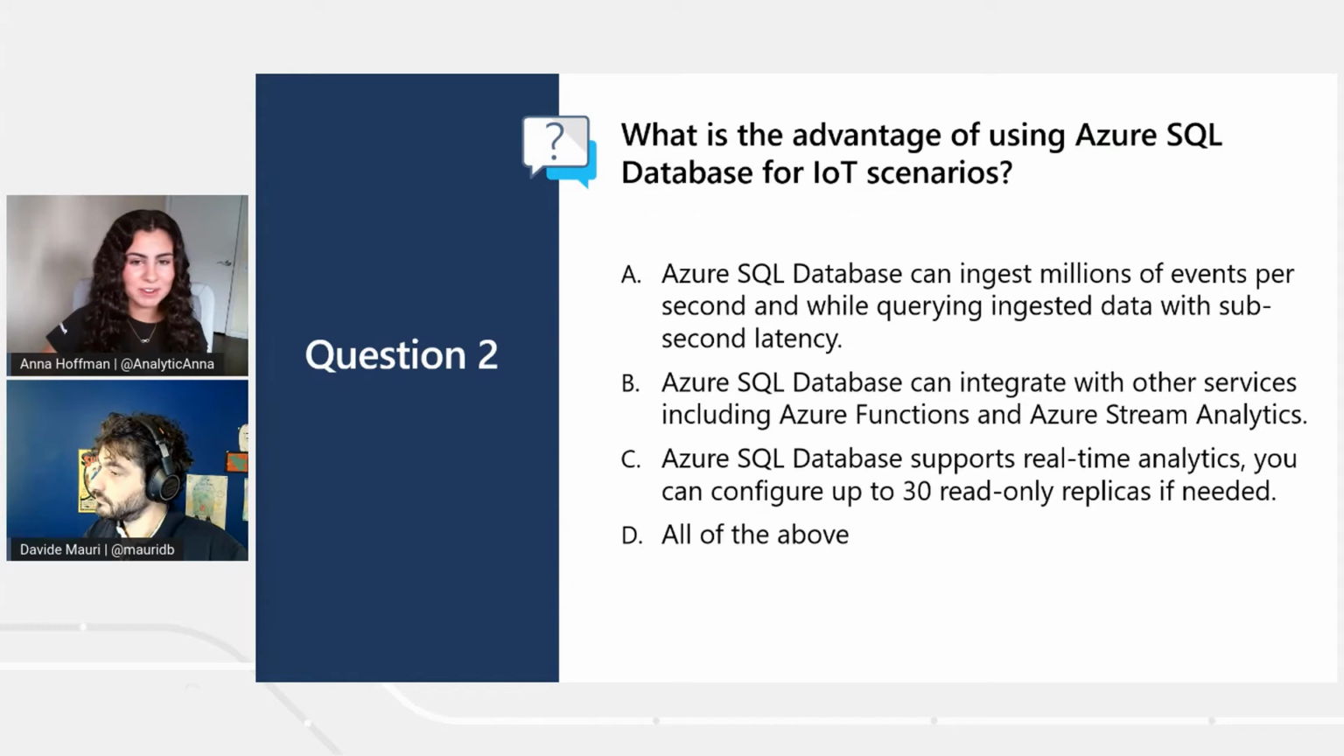Hopefully this one we have a little bit better success rate. This one is, what is the advantage of using Azure SQL Database for IoT scenarios? I feel confident here. So Azure SQL Database can ingest millions of events per second, yes, while querying ingested data with sub-second latency, yes. So probably A. Well, let's go also with B and C just to see if they are completely wrong or what. Azure SQL Database can integrate with other services, yes, including Azure Function, yes, and Stream Analytics, yes.